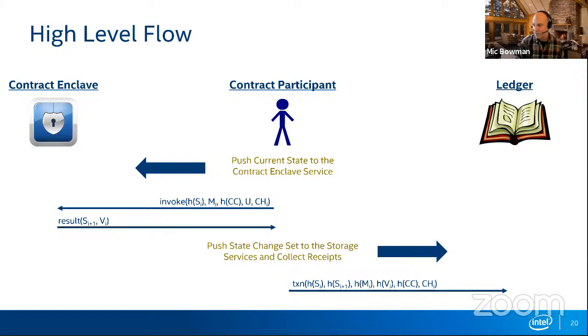And I think we've talked a little bit about this already, that whoever wants to execute the method pushes the state to the contract enclave service, performs an operation, gets something back from it, and then pushes that change set onto the ledger.